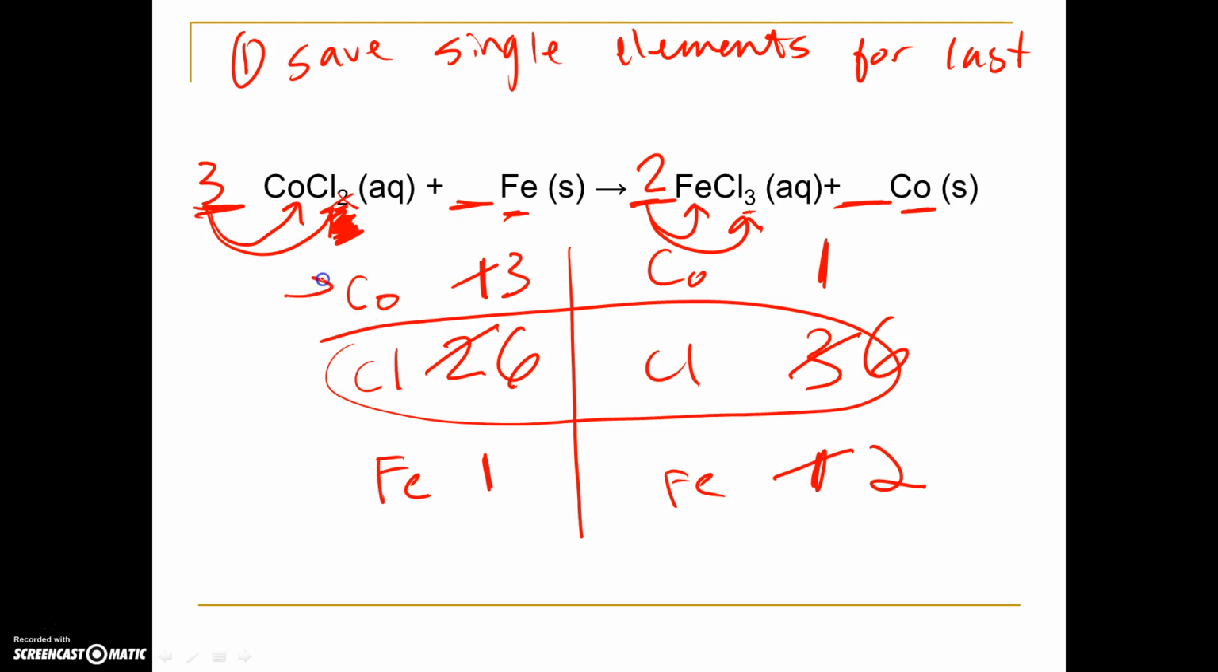That's okay though, I can fix it. Looking at my cobalts, I've got 3 cobalts on the left, so I'll have to put a big 3 here for cobalts on the right. That way I have 3. Looking at my irons, I have 2 irons on the right, so if I put a 2 here, then I've got 2 irons on the left. And now my atom inventory says I've got 3, 6, and 2 of each of them. Things look good, and I've got a balanced equation.